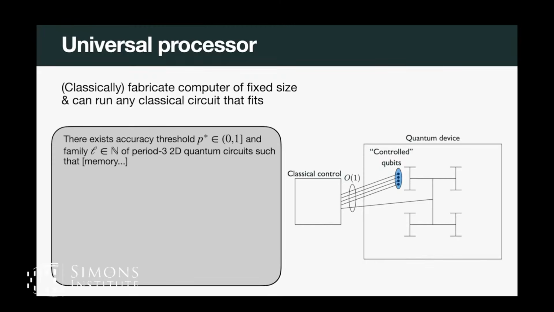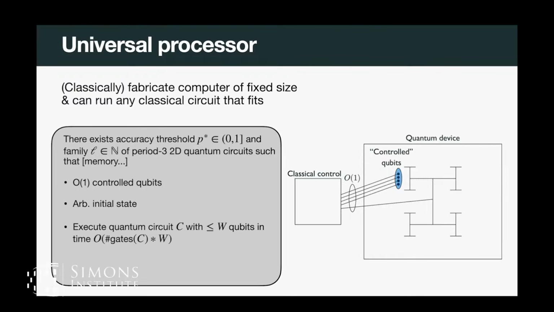And we have the same thing. So we have a memory, I've abbreviated that. We have some constant number of control qubits. The device can initialize itself. You don't have to control the initial state. And then we can execute some arbitrary quantum circuit with at most this number of qubits, in time that's proportional to the circuit size times the space. There should be a polylog right there.